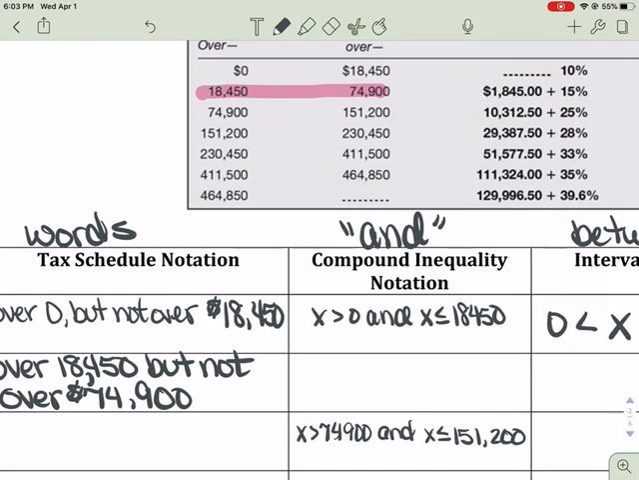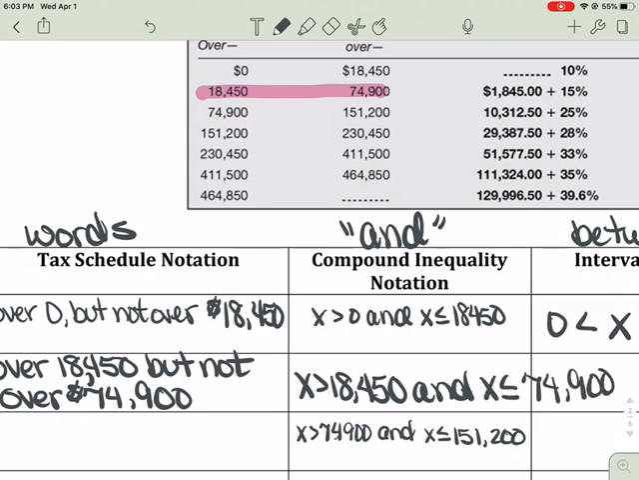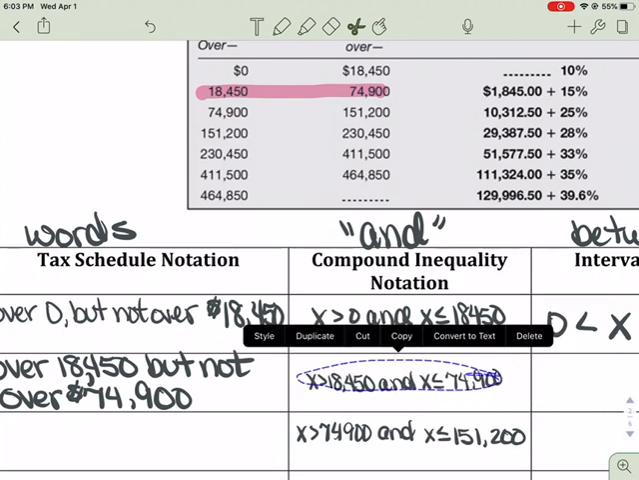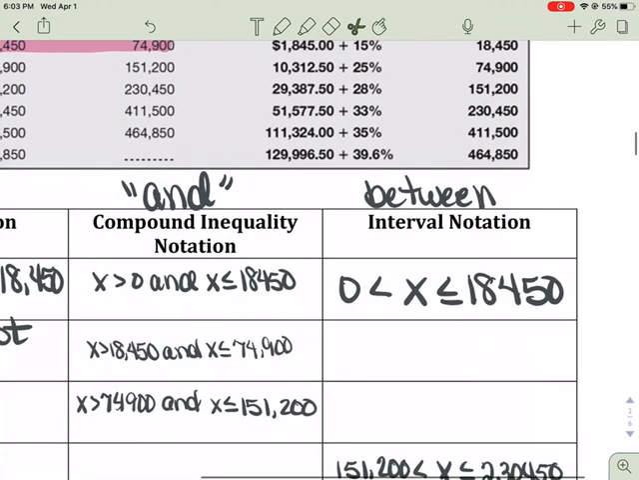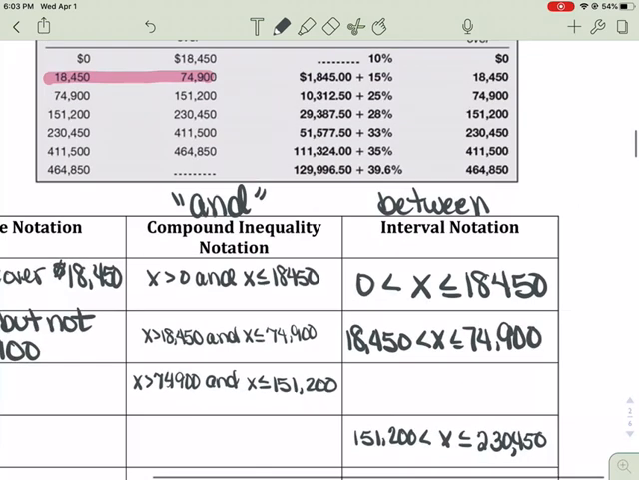Now I'm going to write it with the word and. I forgot the X. X is greater than 18,450 and X is less than or equal to 74,900. Let me move that into the box there. Now we're going to do the other one, which is where it's in between: 18,450 is less than X, which is less than or equal to 74,900.